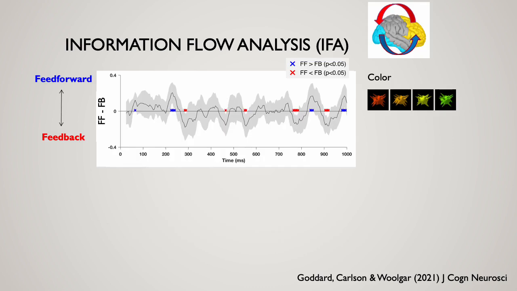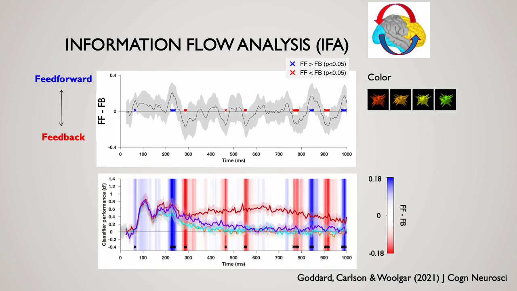So here I'm showing the difference between the feed-forward and feedback information flows over time. To make these easier to interpret, here I've plotted the same difference data as a colour map on top of the plot of average classifier performance in occipital cortex. You can see that in this initial period that I've highlighted with the box, information flow is dominated by feed forward, but then there's a period that's dominated by feedback.